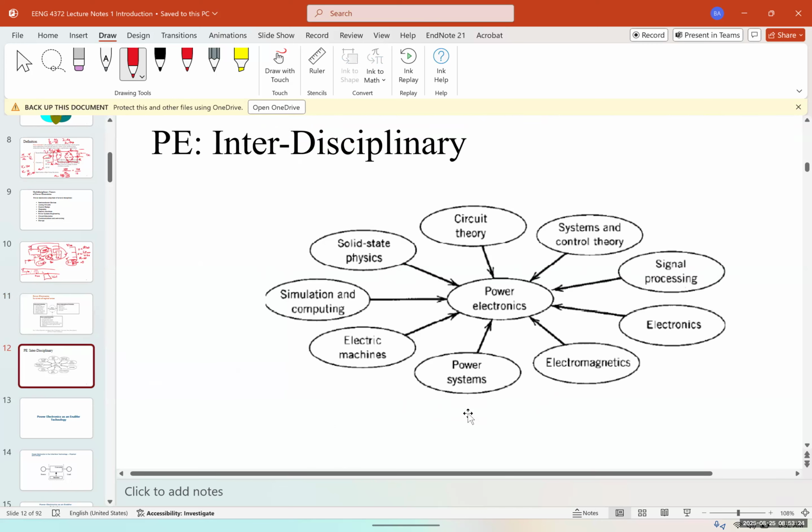And the interdisciplinary areas, as I mentioned before, we have solid state physics, circuit theory, systems and control theory, signal processing, electronics, power system, electromagnetics, electric machines, and simulation and computing.